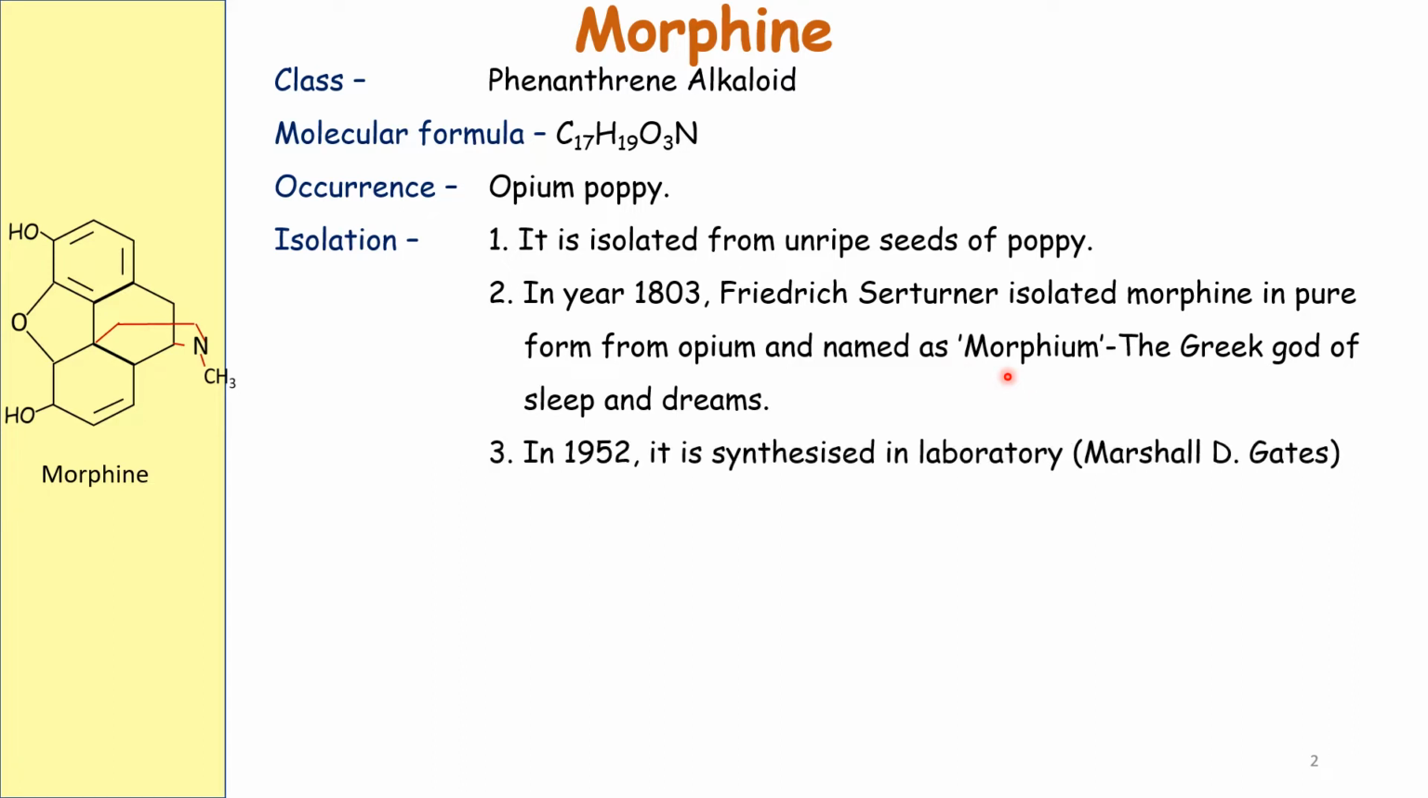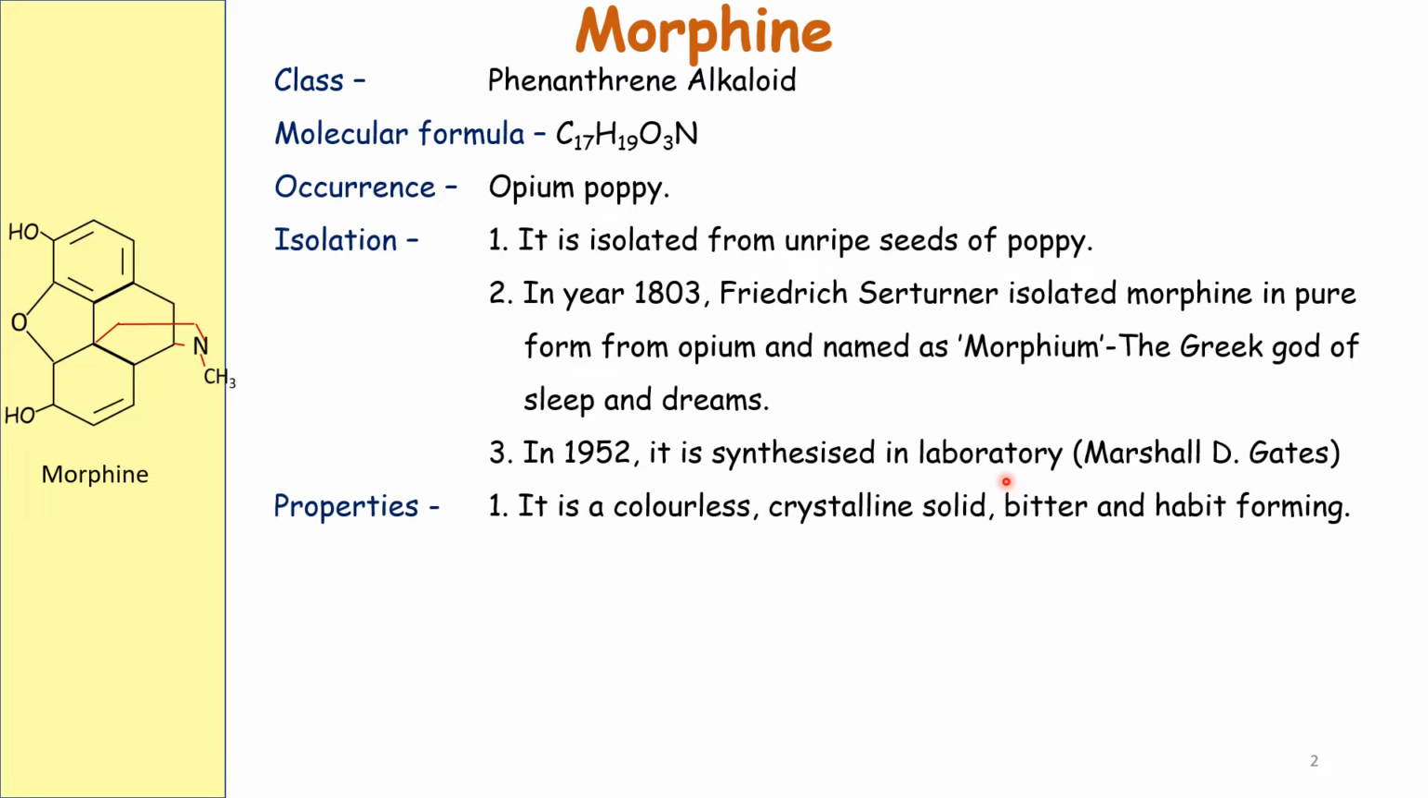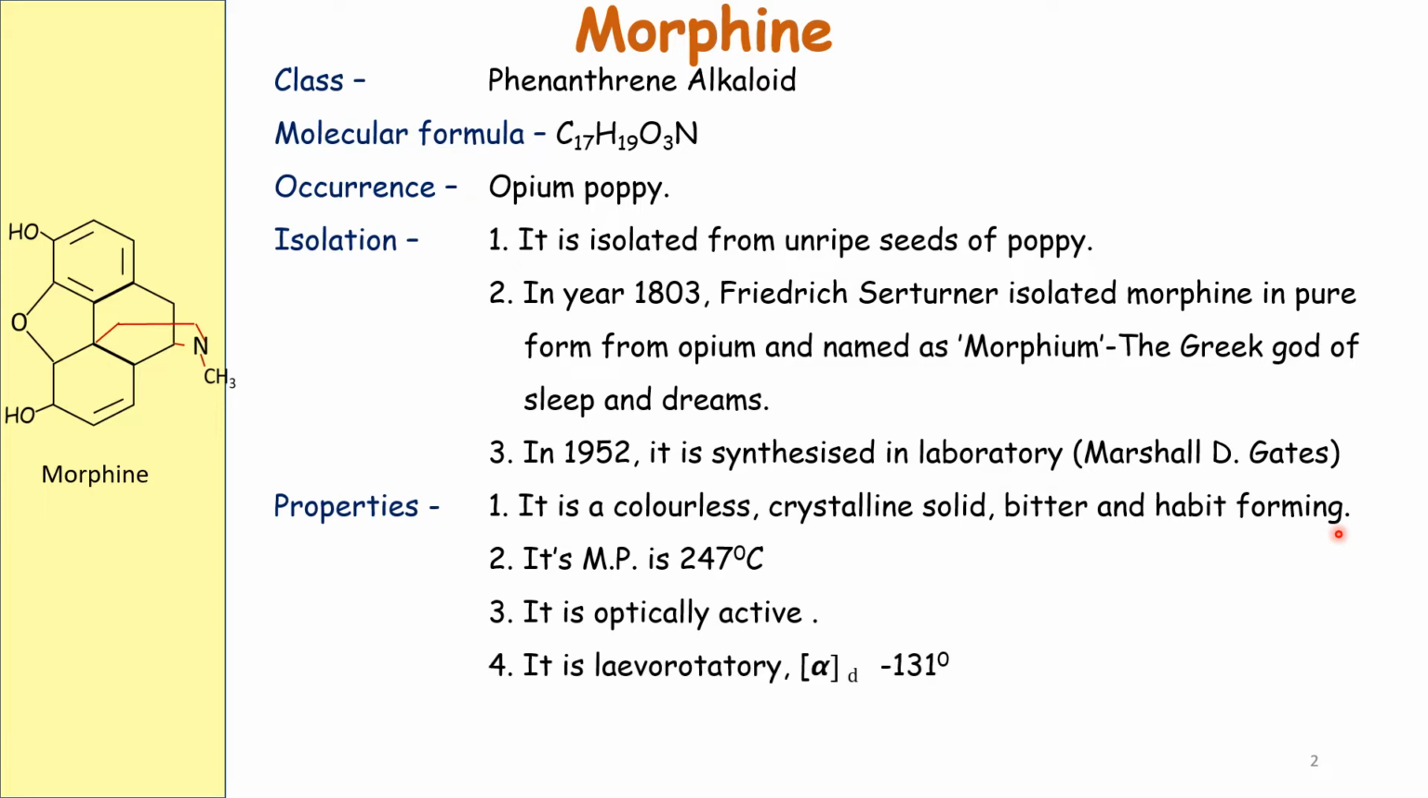In 1952, Marshall Gates synthesized morphine in the laboratory in pure form. Properties: morphine is a colorless crystalline solid having a bitter taste, and the most important point is that it is a habit forming substance. Therefore, there is a ban on morphine. Its melting point is 247 degrees Celsius. It is an optically active compound and it is a levorotatory compound.